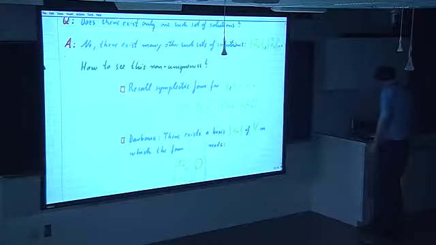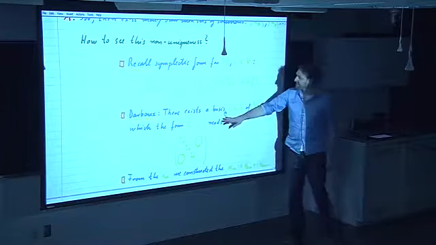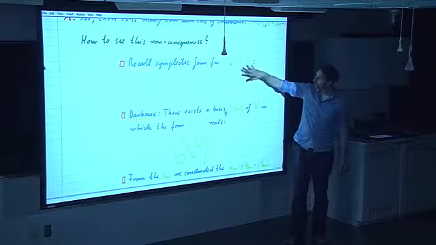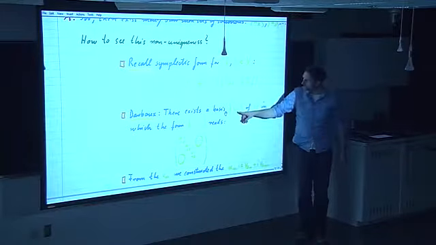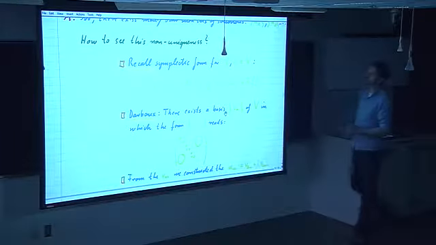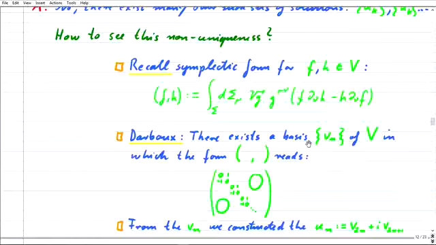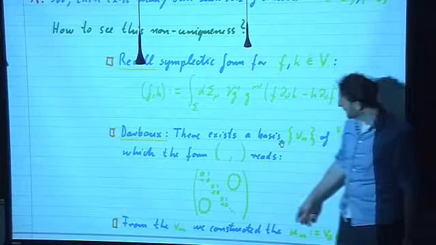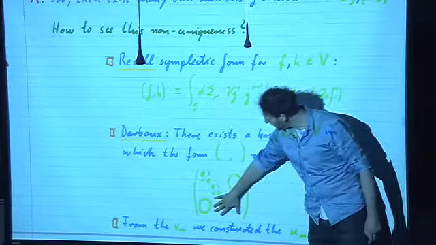The Darboux theorem says that there exists a basis in the set of solutions to the Klein-Gordon equation, V. So the V_n are bases in this space of solutions, the vector space of solutions to the Klein-Gordon equation, such that in that basis of the V_n, the symplectic form takes this shape.